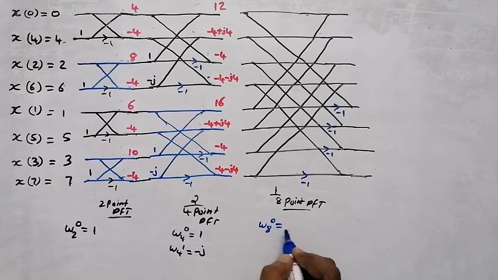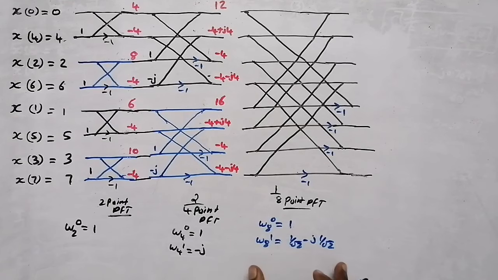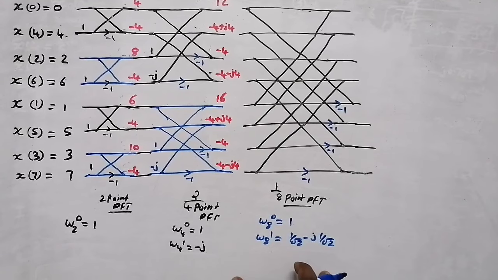That is W8 raised to 0, that is 1. Then W8 raised to 1, it will be 1 by root 2 minus j1 by root 2. Then I have put a video on how to find twiddle factor. The video will be there in the description.